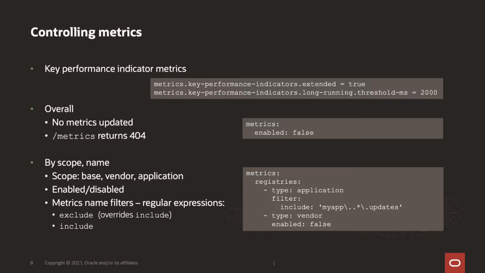The example in the lower right on the slide shows that this user has chosen to disable all vendor metrics and has chosen to allow only a subset of all the application metrics that are recorded and reported. In this case, the filter requires that in order to be recorded and reported, a metric name must start with myapp, be followed by a dot, be followed by some number of characters, and then end with the word updates. Any other metric name that does not match that pattern would be rejected and would not be recorded or reported. And we'll see some examples of this later.